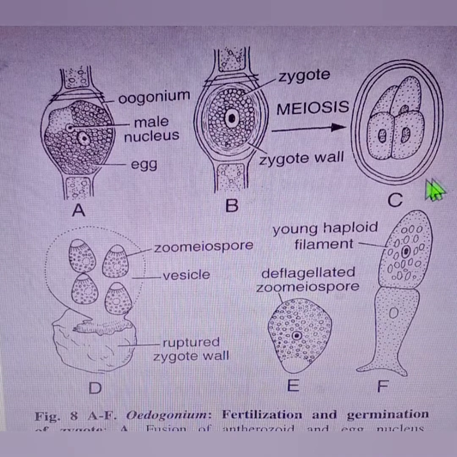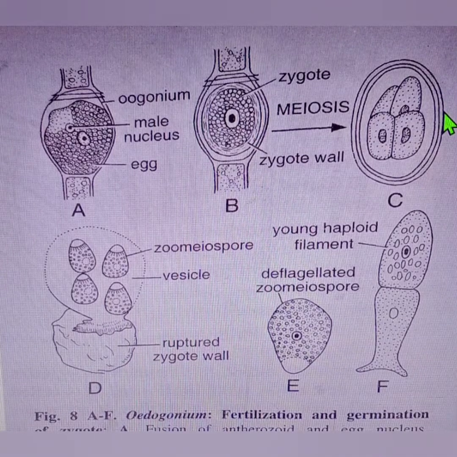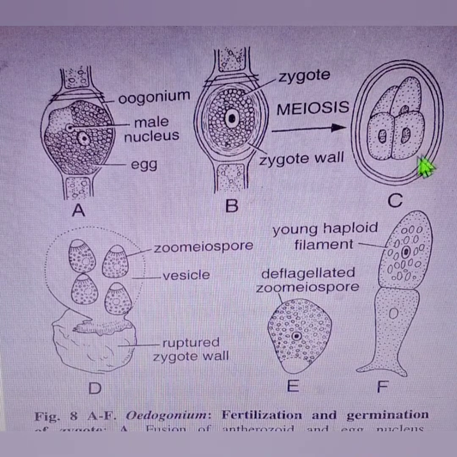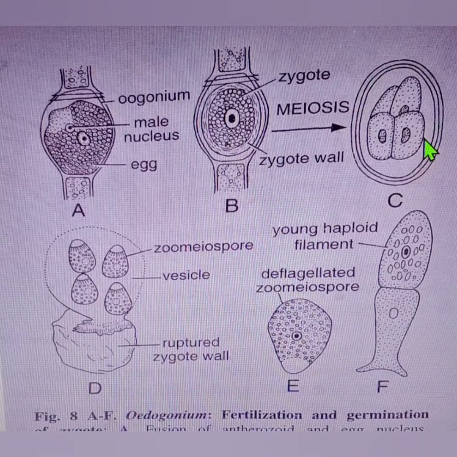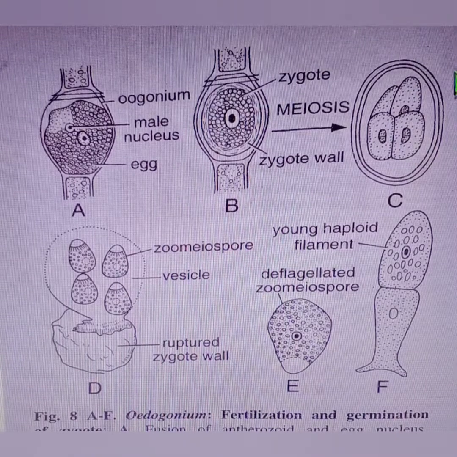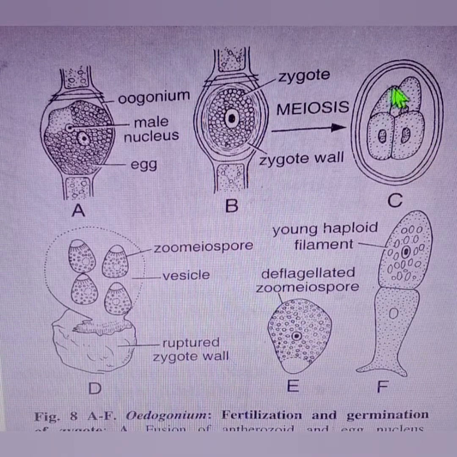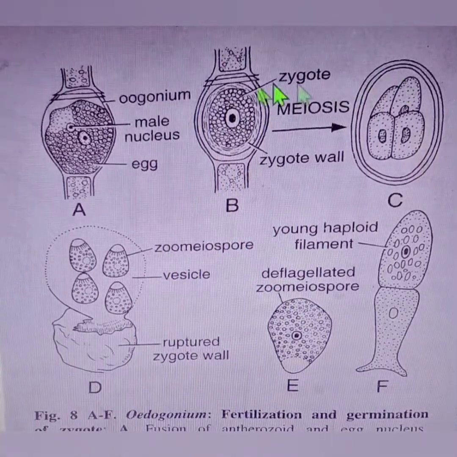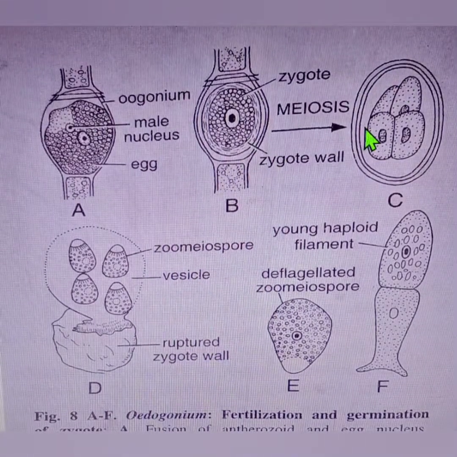It contains chloroplast and hence it is green in color. But as it matures, there is accumulation of a reddish oil in the protoplasm, and due to that reddish oil, it becomes reddish brown in color. Okay, so this is the process of fertilization.